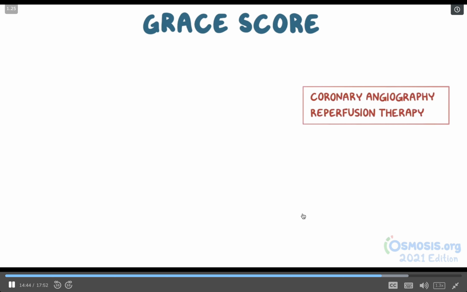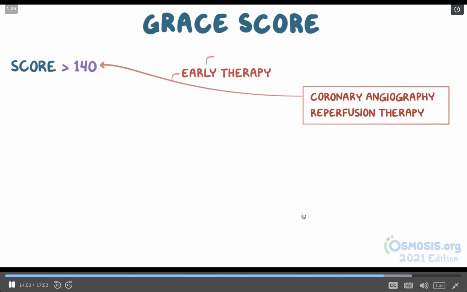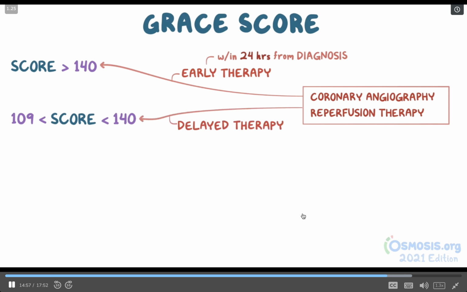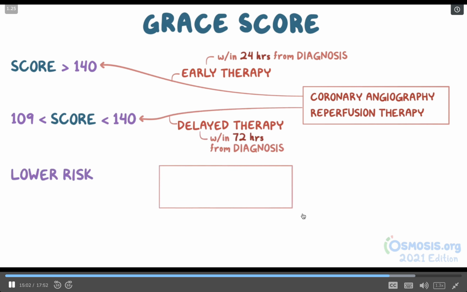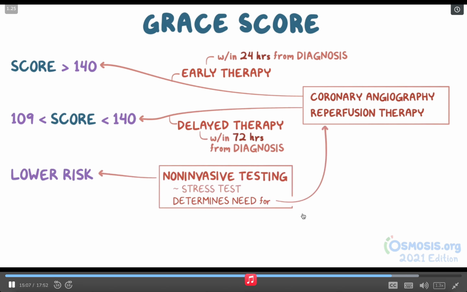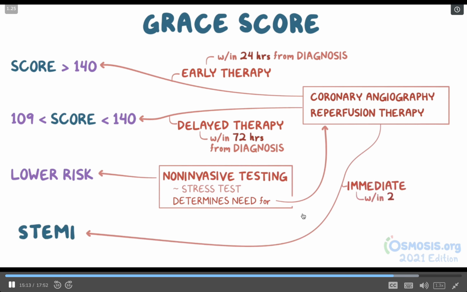Patients at high risk using the GRACE risk scores are usually referred for coronary angiography and reperfusion therapy. Specifically, if their GRACE score is higher than 140, they're referred for early therapy, so within 24 hours from diagnosis. And if their GRACE score is between 109 and 140, they're referred for delayed therapy, so within 72 hours from diagnosis. Lower risk patients might get non-invasive testing like a stress test to determine their need for coronary angiography and reperfusion therapy.